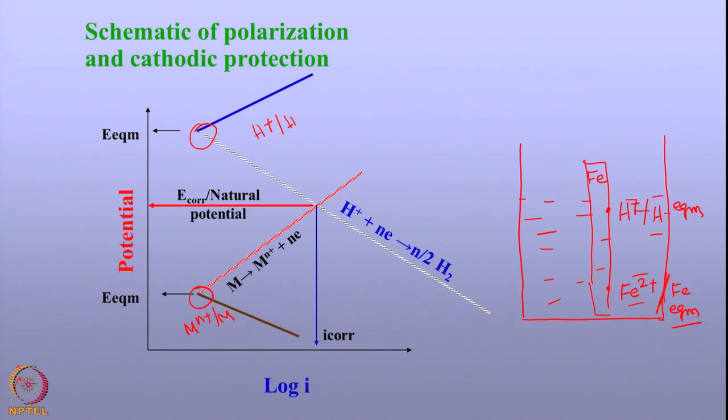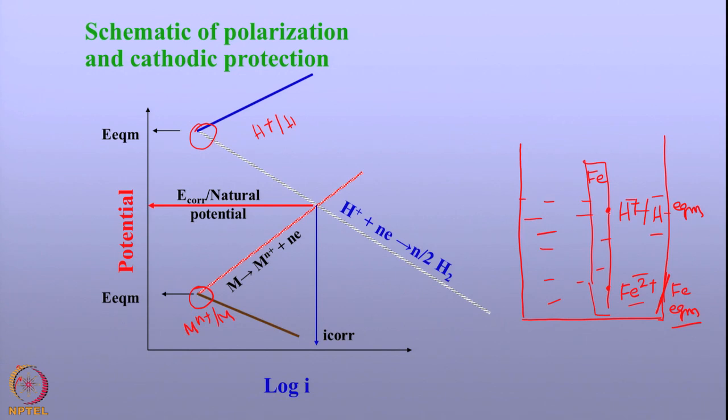Okay. And these equilibrium potentials would depend upon the standard potentials for these two equilibria and the activity of these species present in the solutions. So, without going much into details about the values of the equilibrium potentials, it is sufficient to say that these two equilibria would establish two different potentials on the same metal surfaces.